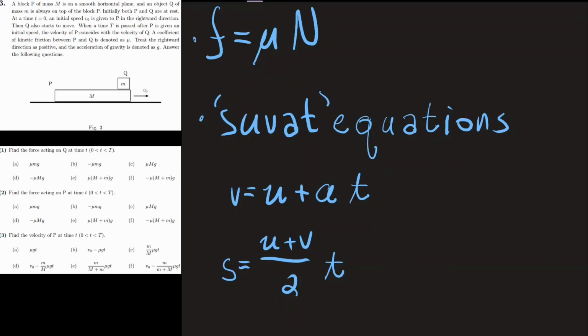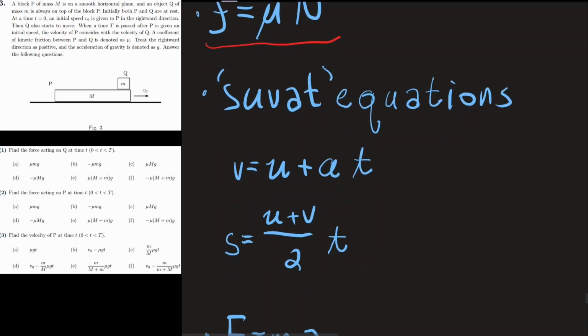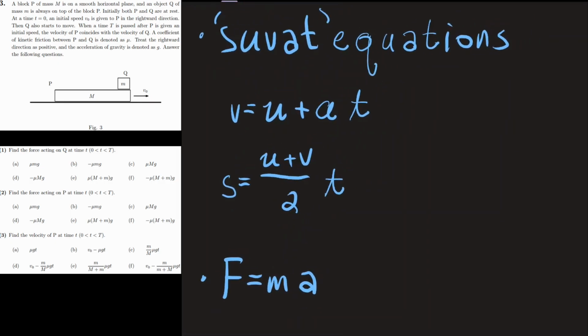So this is a kinematics and forces question. Firstly, you need to know the equation for finding the kinetic friction force, which is equal to mu times n. Mu is the coefficient of kinetic friction, and n is the normal force. Then you need to know the basic equations of one-dimensional motion of an object with constant acceleration.